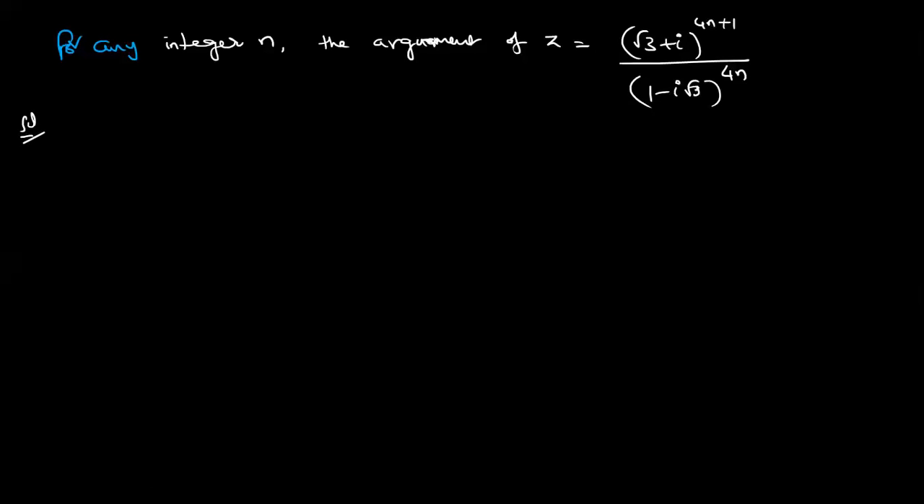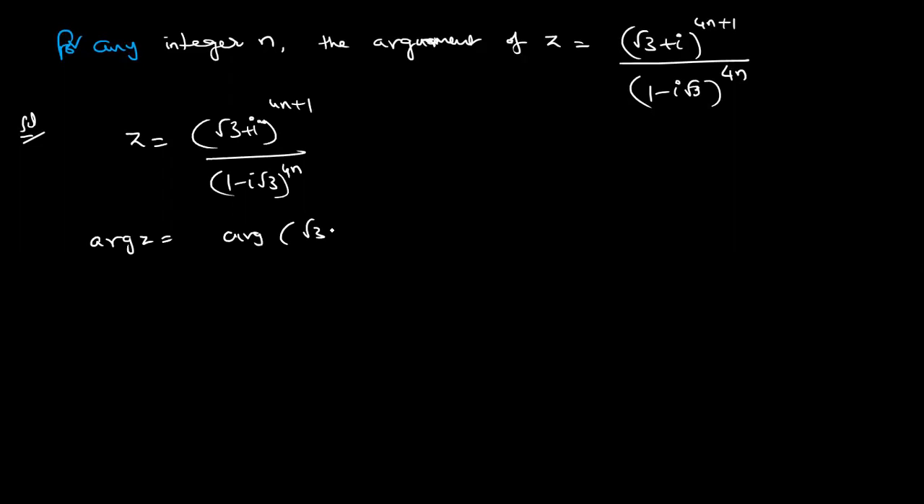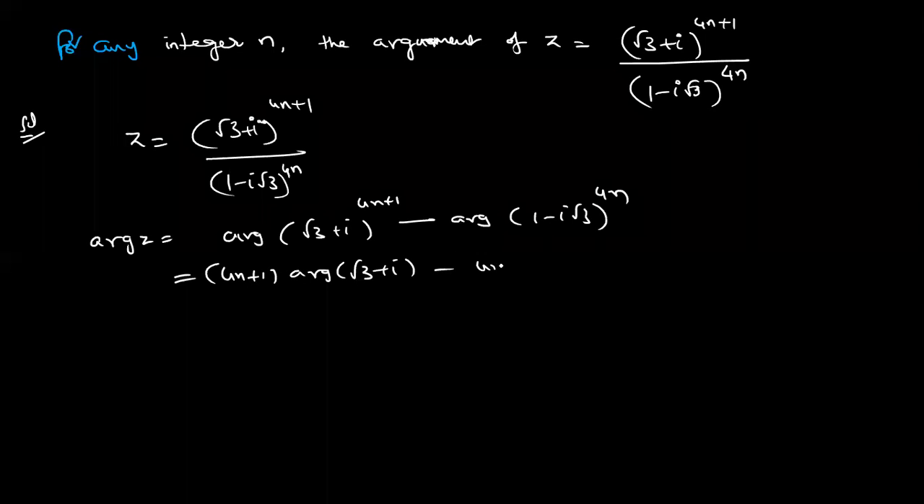How to solve this one? So first of all, z is given as root 3 plus i whole power 4n plus 1 by 1 minus i root 3 power 4n. Apply the argument of z, dear students. Argument of z1 by z2. Yes, Rakshit, absolutely correct. How to write? So argument of root 3 plus i whole power 4n plus 1 minus argument of 1 minus i root 3 power 4n. So this is 4n plus 1 into argument of root 3 plus i, minus 4n into argument of 1 minus i root 3.